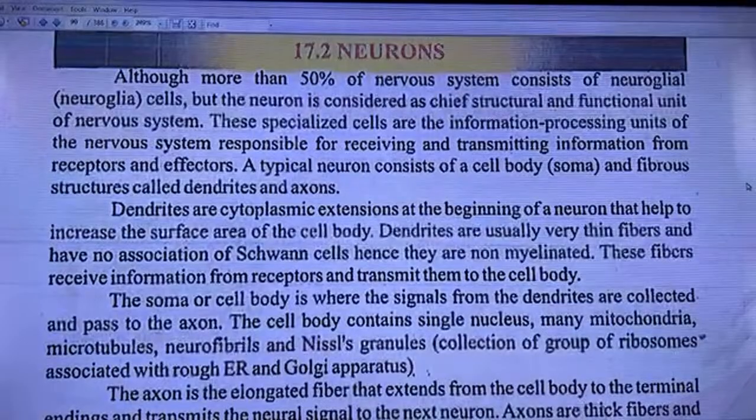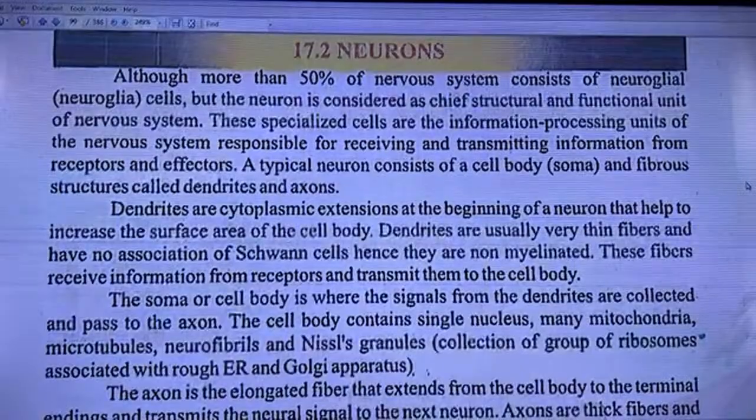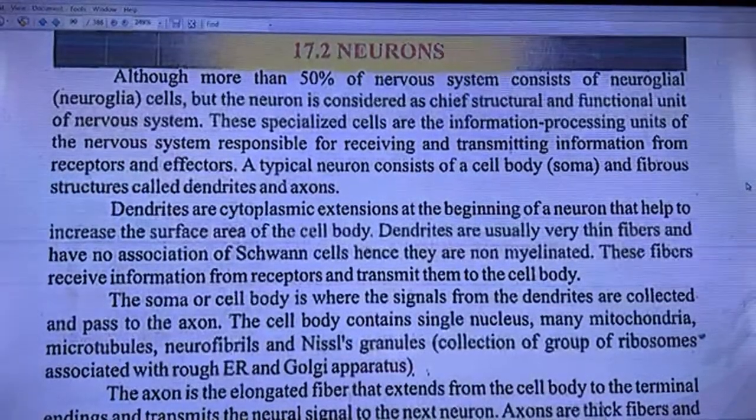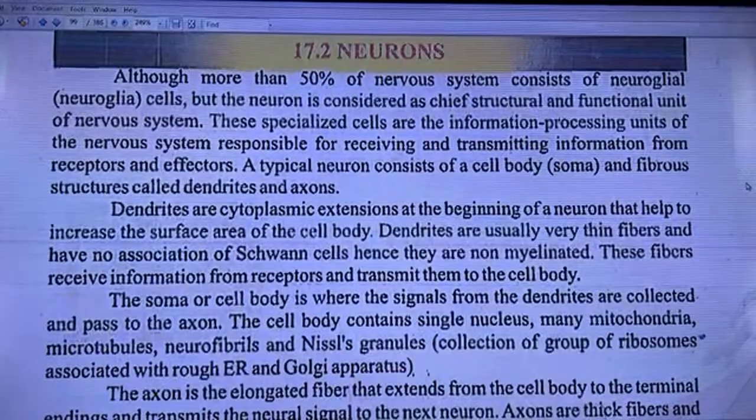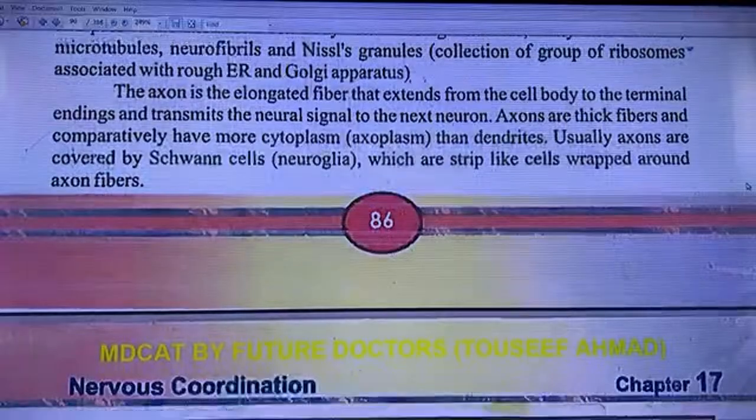Neurons. Although more than 50% of the nervous system consists of neuroglia cells, the neuron is considered the chief structural and functional unit of the nervous system. These specialized cells are the information processing units of the nervous system, responsible for receiving and transmitting information from receptors and effectors. A typical neuron consists of a cell body, soma, and fibrous structures called dendrites and axons.